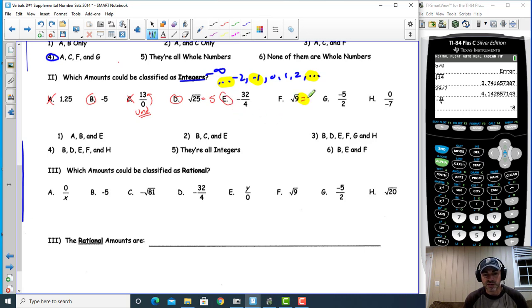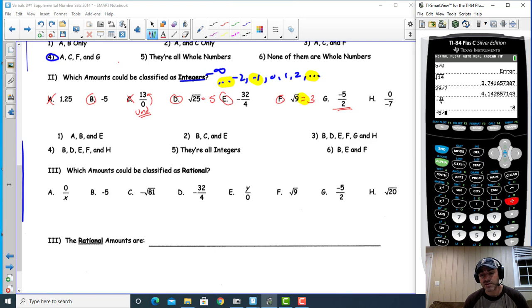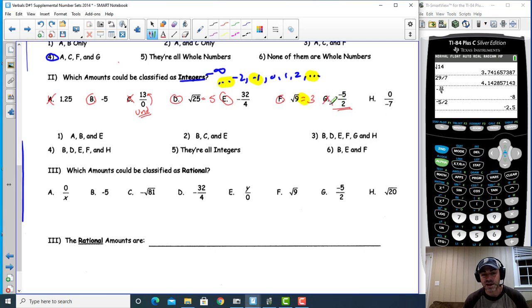Square root of 9 we already decided is 3, which is an integer. And negative 5 halves. So this is where a lot of students get confused. This is where they'll be like, Tooch, that's totally an integer, man. Watch me go. There's a negative sign there. Integer doesn't mean negative, guys. It means the whole numbers and their opposites. It could be a negative value so long as there's no partial value attached. And when you ask your calculator what is negative 5 divided by 2, the quotient is negative 2.5. And because there's a partial value there, that is not an integer.